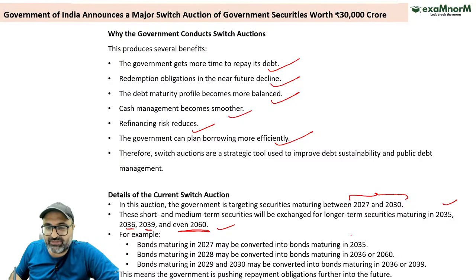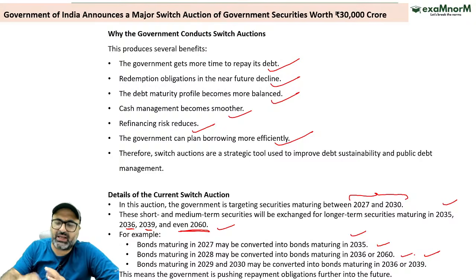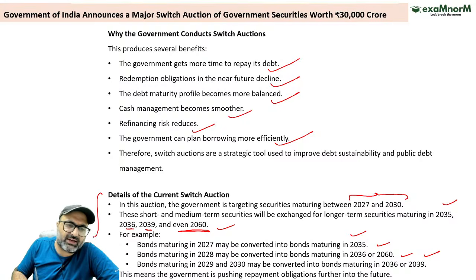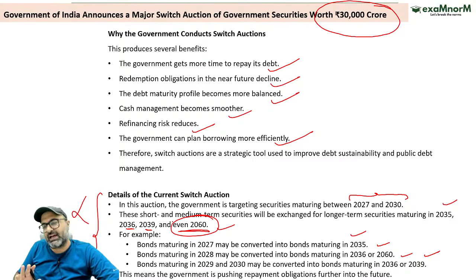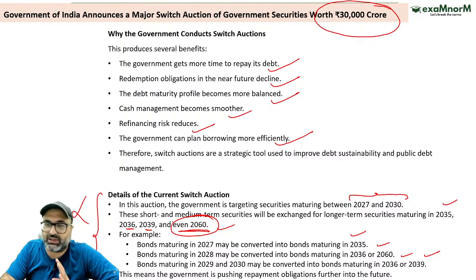बॉन्ड मेच्योरिंग 27 को 35 से बदल लो, 28 वाले को 36 या 60 से बदल लो, 29 और 30 वाले को 36 या 39 से बदल लो. It's up to you. This is the proposal given. अब ये प्रपोजल याद नहीं रखना, कोई नहीं पूछेगा, बस ये 30,000 करोड़ याद रखना और हाईएस्ट मेच्योरिटी 2060 वाली भी याद रखनी है, बस. इसके अलावा और कुछ नहीं याद रखना.